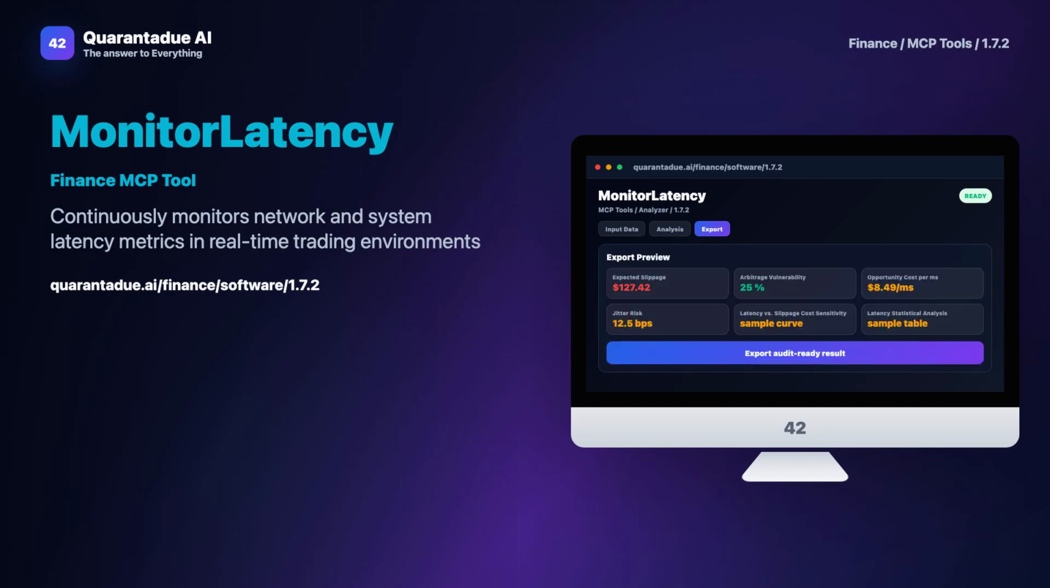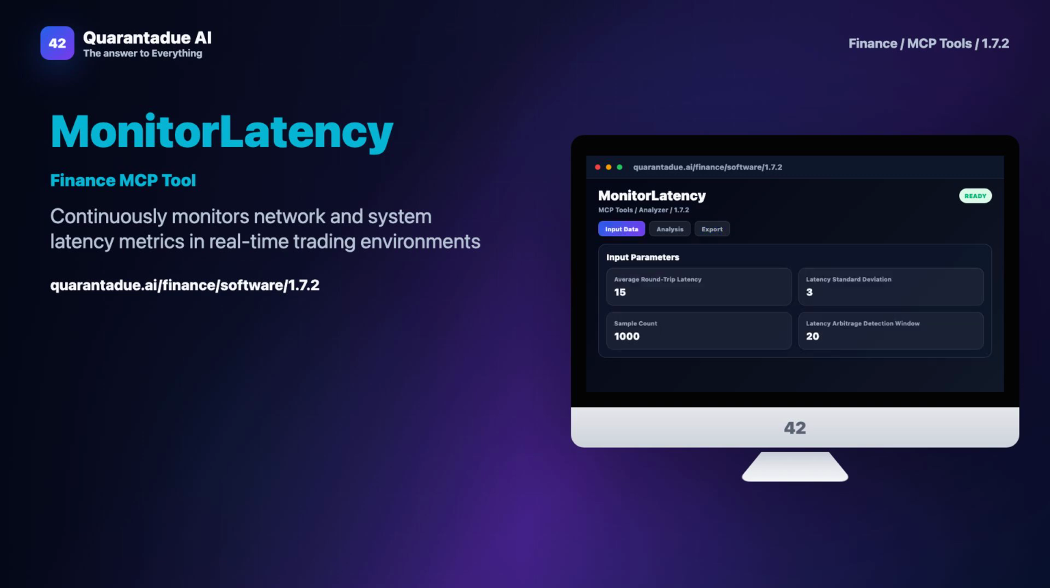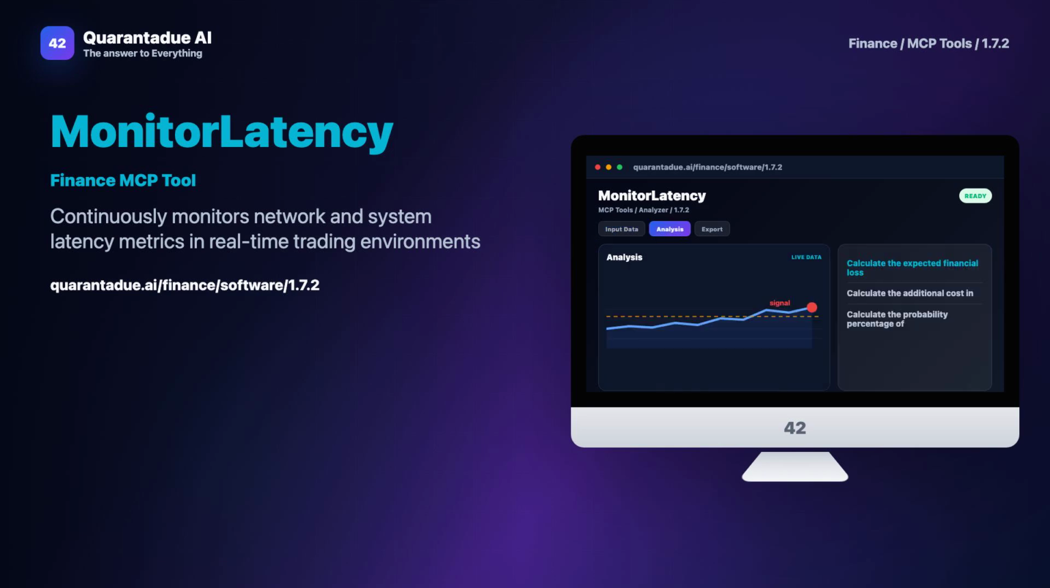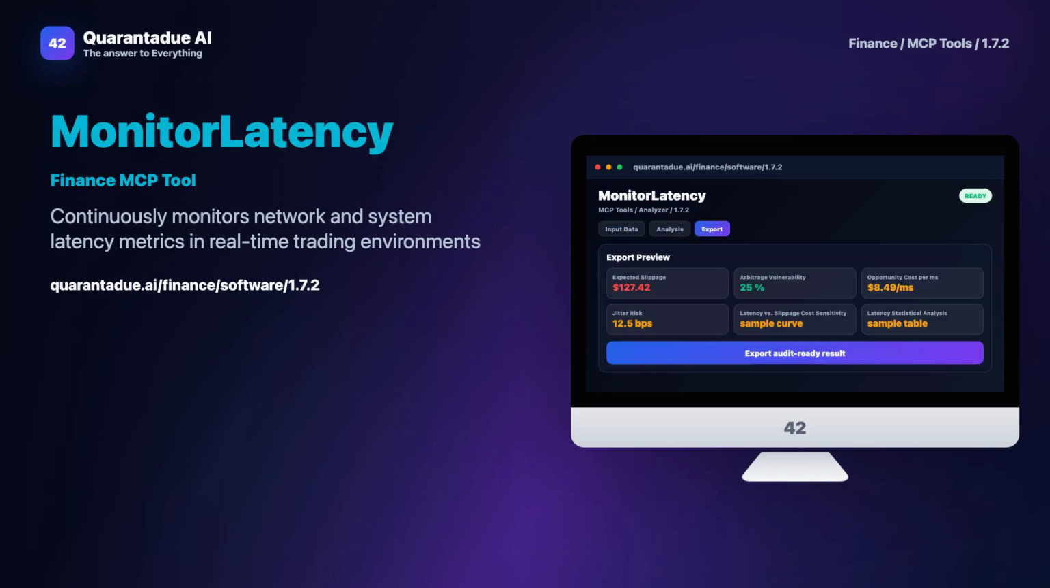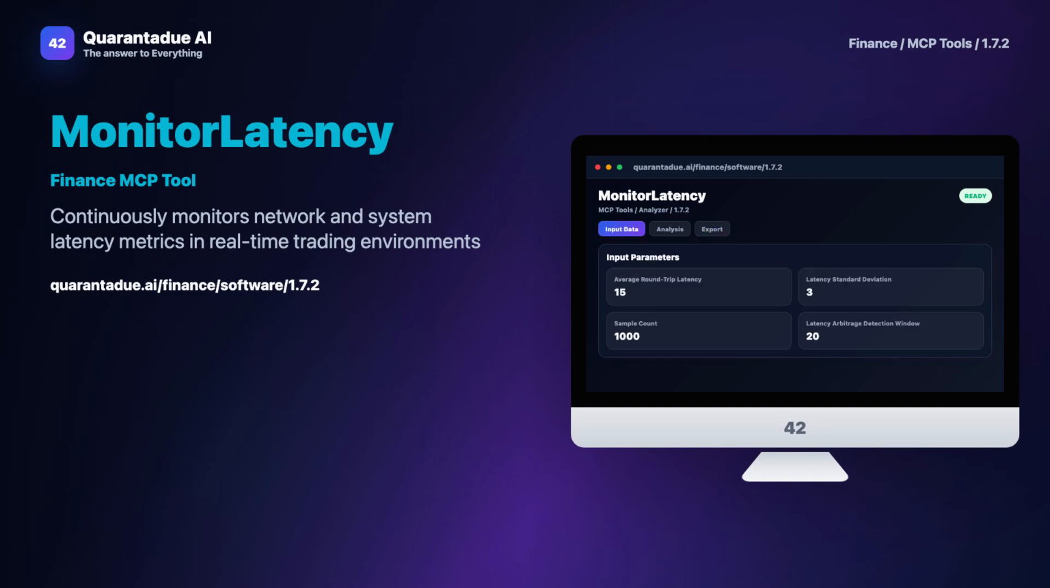The finance industry, especially high-frequency trading and quantitative funds, operates at speeds where nanoseconds matter. Your profitability hinges on execution speed. Yet, generic monitoring tools fail because they dump raw metrics without context.